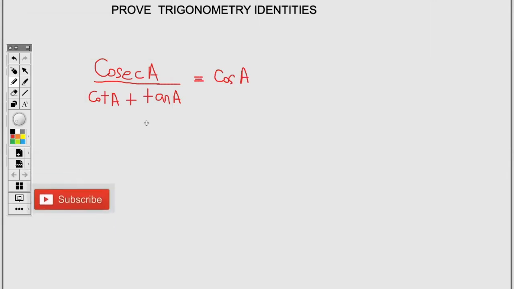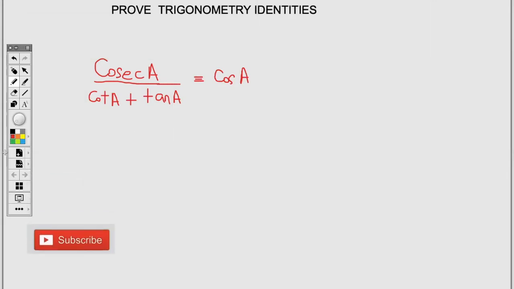Let's look at this proof, where we need to prove the left hand side is the same as the right hand side. Now first I'm going to look at the denominator. We have some identity for the denominator. So cot A plus tan A on the left hand side has lots of information where I can work with the left hand side to prove that it's equal to the right hand side.